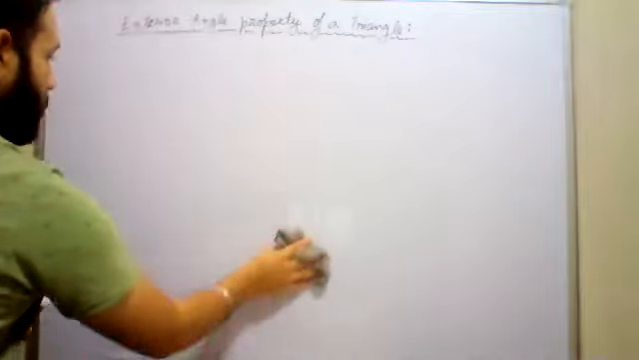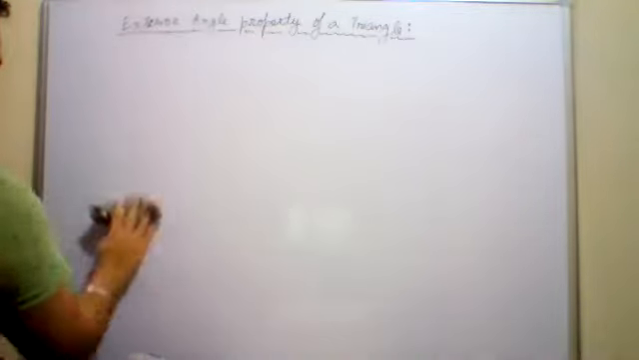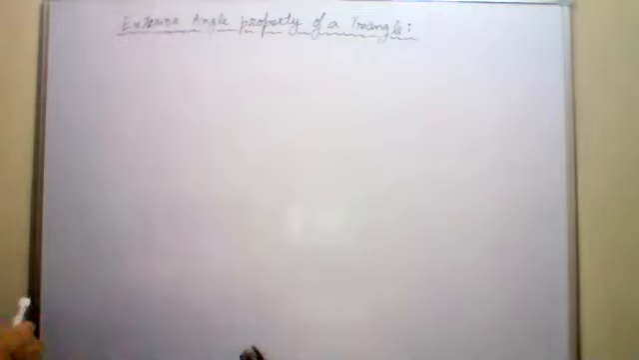Exterior angle property is also written in your book. It is there on page number 184, right at the bottom of the page. At the bottom, there is exterior angle property. So if anyone has missed writing the property, you can note down from there.